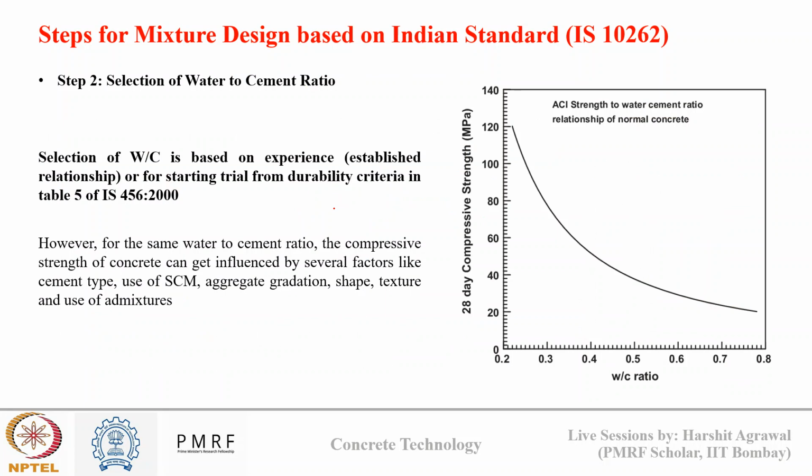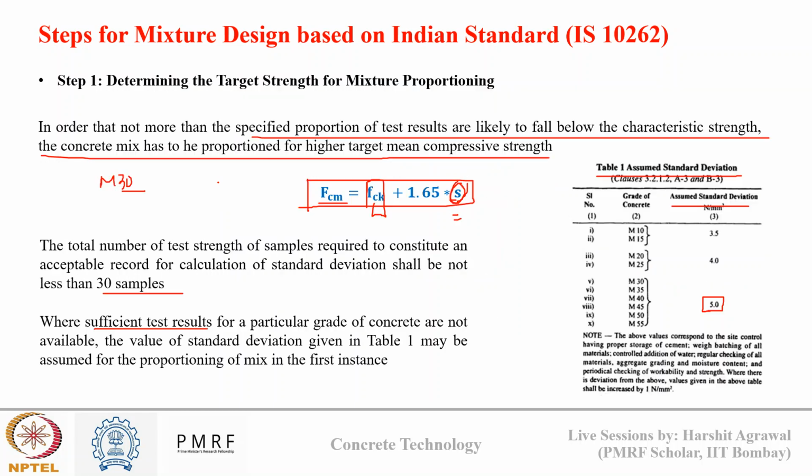Second step is selection of water to cement ratio. Okay, so selection of water to cement ratio is generally based on experience. That is based on established relation, or for starting trials, we can use the durability criteria from Table 5 of IS 456. So there is no general curve given in IS 10262 for relating water to cement ratio to strength. They say either go with experience or use a starting value; you can use the limit that is there in the durability criteria.